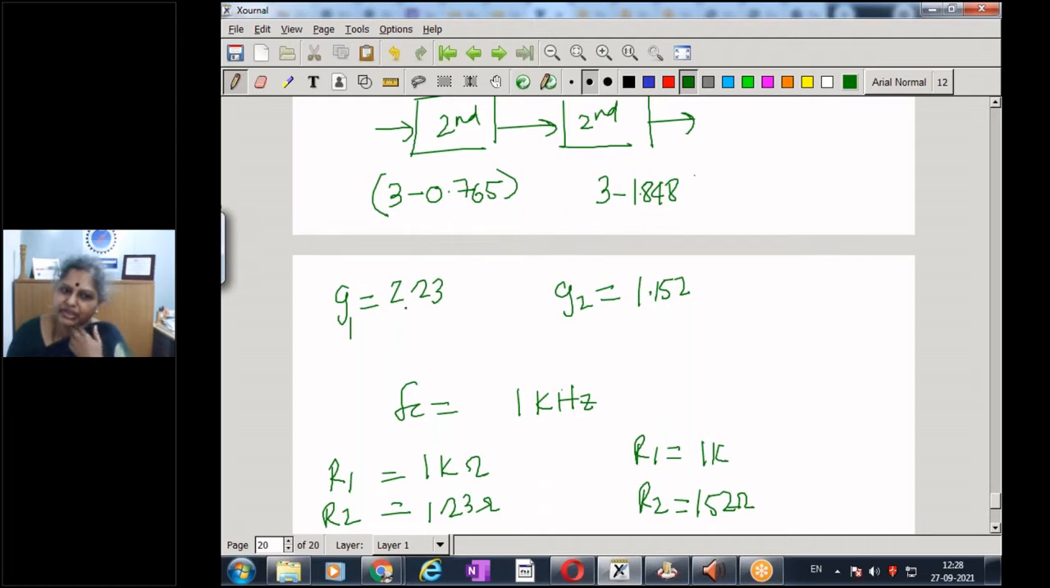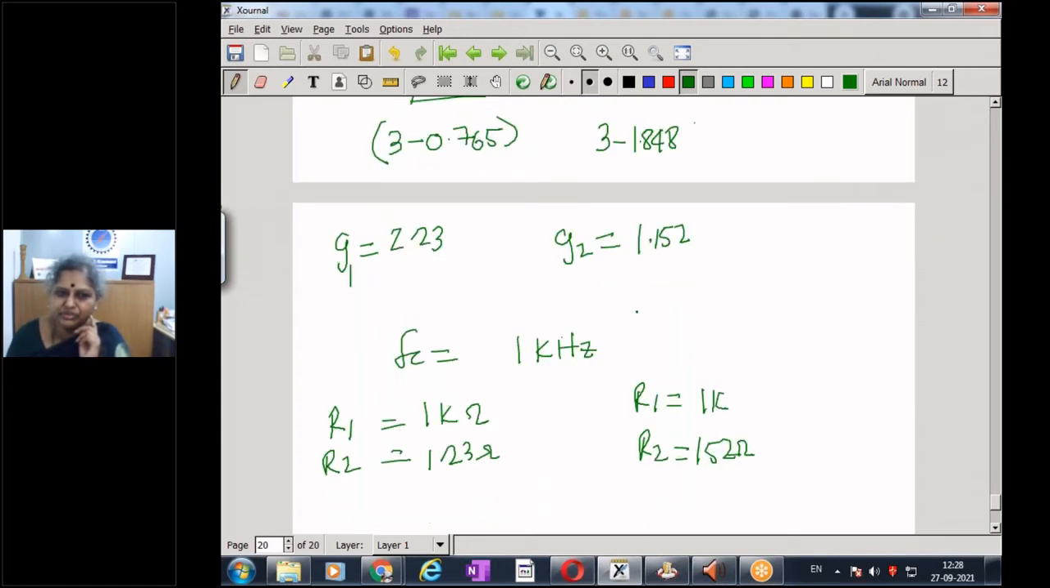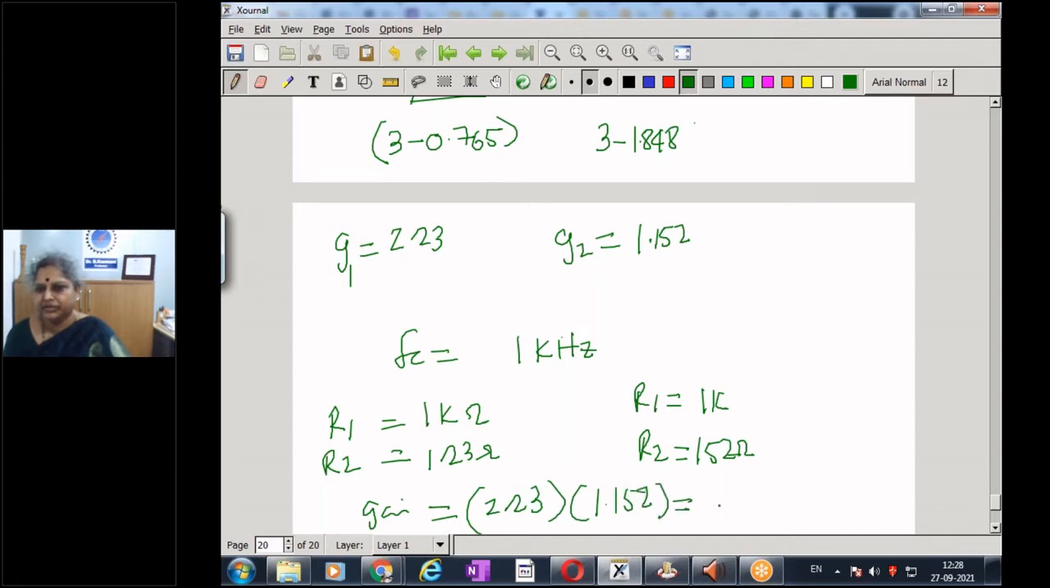What is my overall gain? 2.23 into 1.152. How much is the overall gain of the system? Who can tell? Total gain. Overall gain of the system is 2.23 into 1.152. How much is that? Srijani says it is 2.57. Okay, so this is what we are going to have.